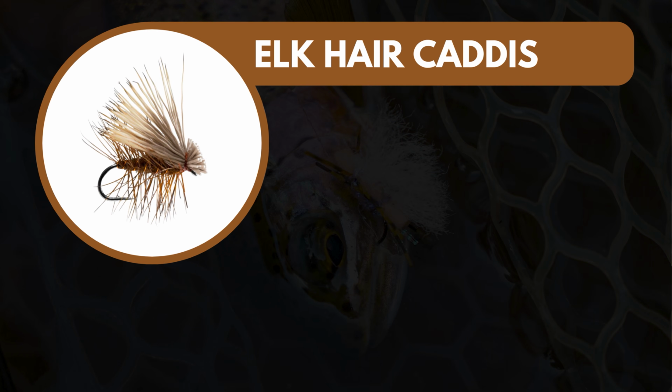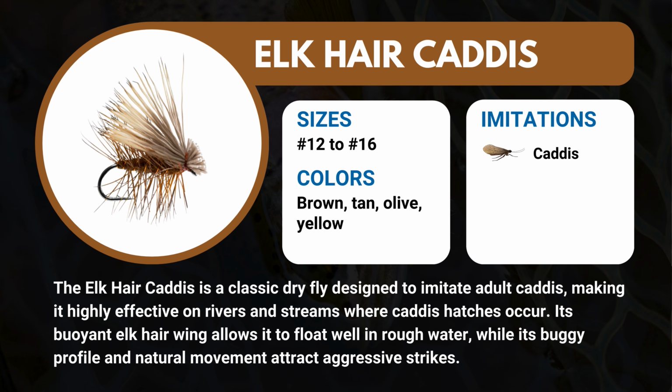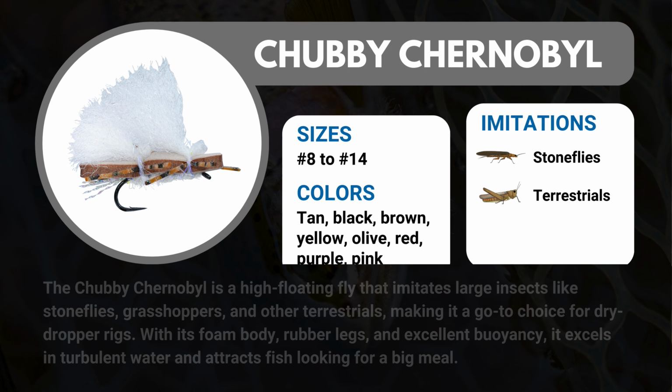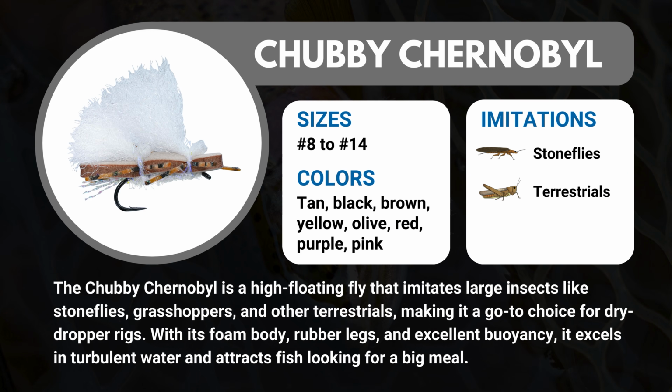I also love the elk-hair caddis. This is used to imitate adult caddis flies, which is a major food source in trout rivers and streams worldwide. They float high and dry on the water, and fish love them. Our last fly is the chubby Chernobyl, which might just be the greatest fly ever created. It's an effective stonefly or terrestrial imitation and is nearly unsinkable. This is my go-to fly when fishing dry dropper rigs.